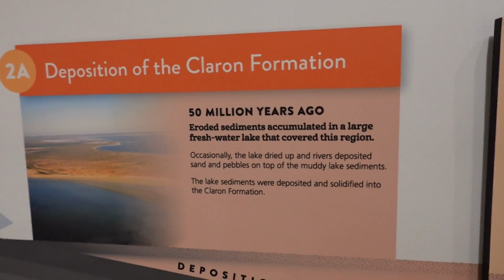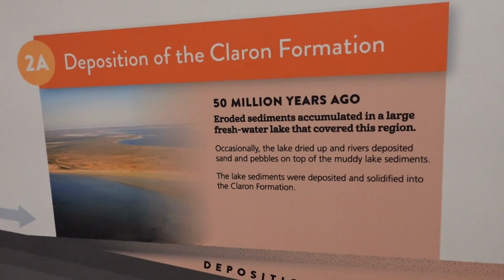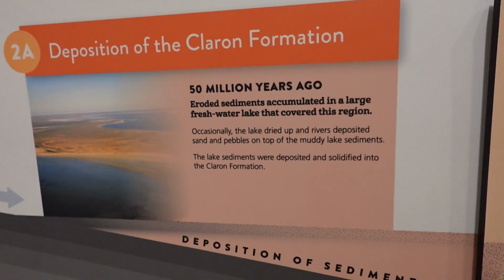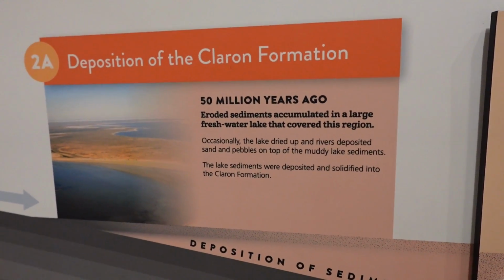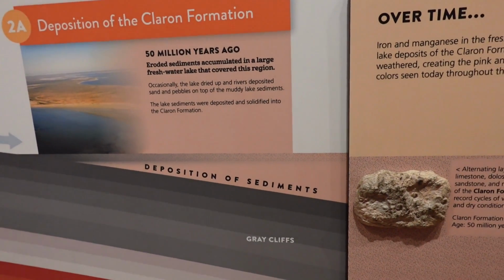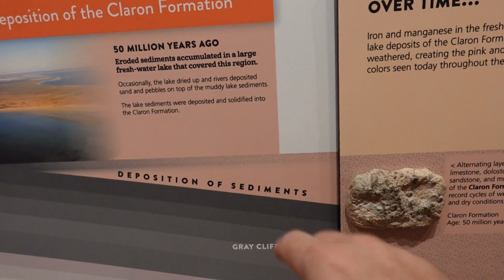So you can think of this as a giant freshwater lake, something like Lake Superior today or one of the Great Lakes, but it occurred here in central Utah. And that is actually the deposits that make up Bryce Canyon National Park. But that's just the first part of the story, because we had to have it deposited first.